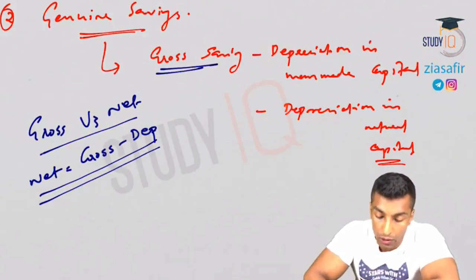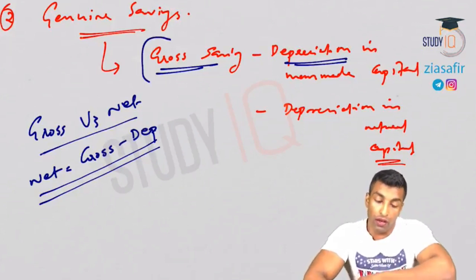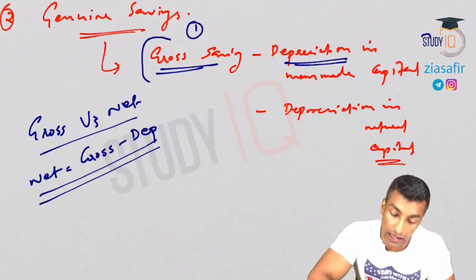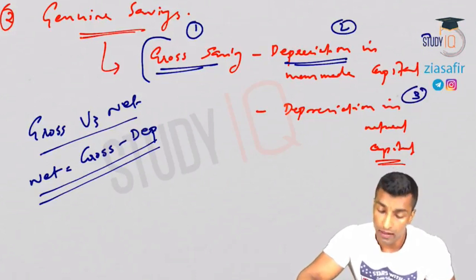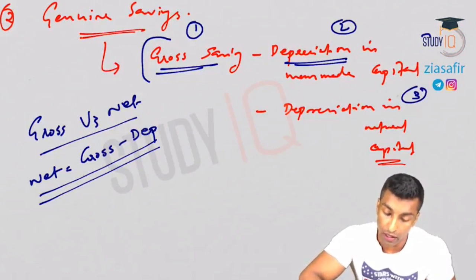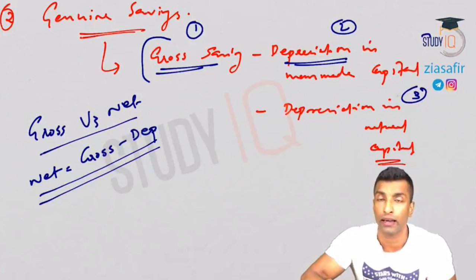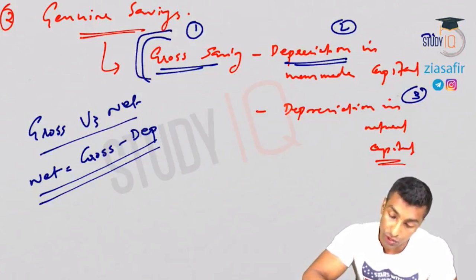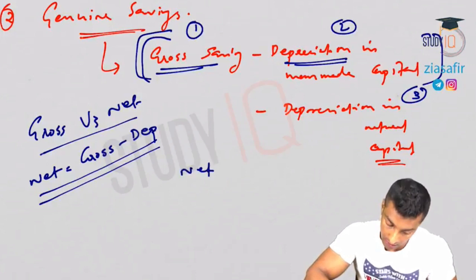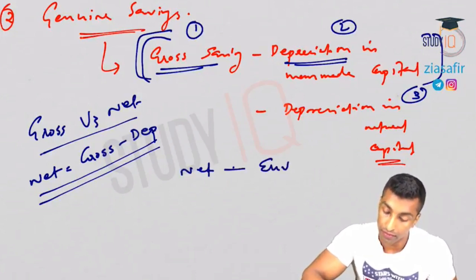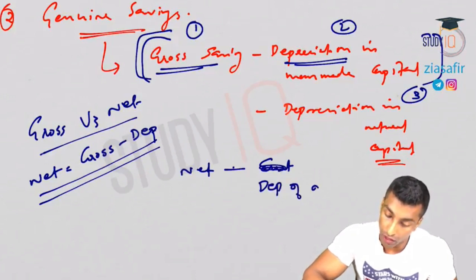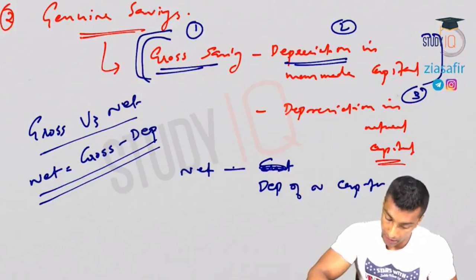So you can see here gross savings, then depreciation is there, right? So if you see here, let's say mark it as 1, this is 2, this is 3, this 1 and 2, if you see gross minus depreciation, you'll get net. Okay, so if you take these 2 together, that is nothing but net savings. Okay, minus environmental or depreciation on natural capital.